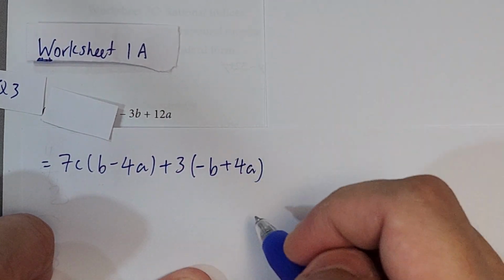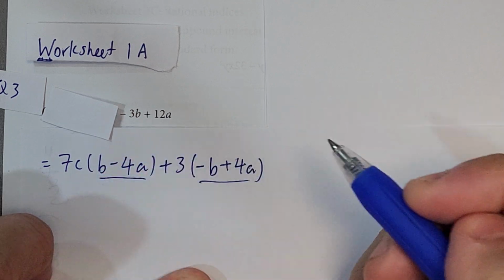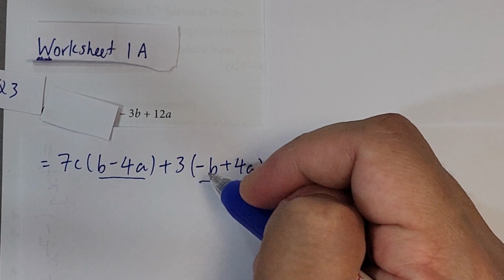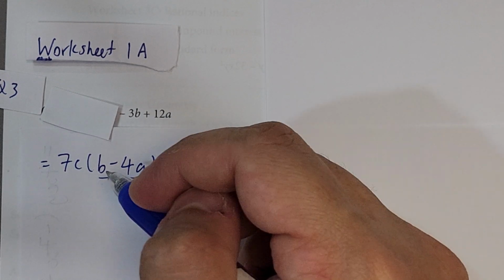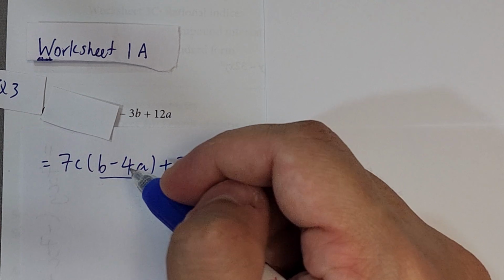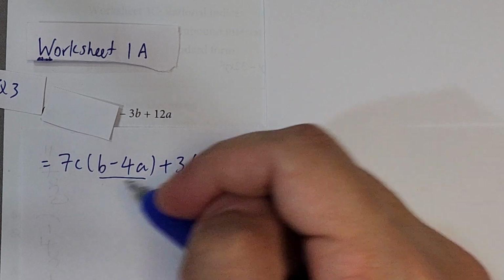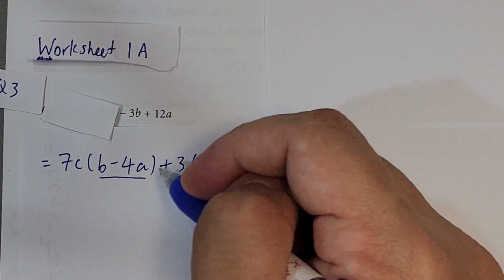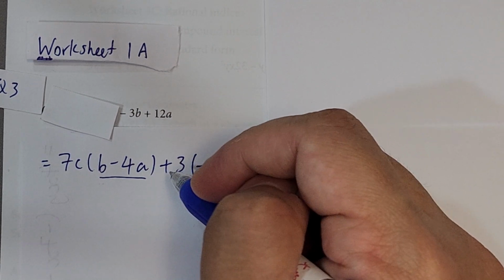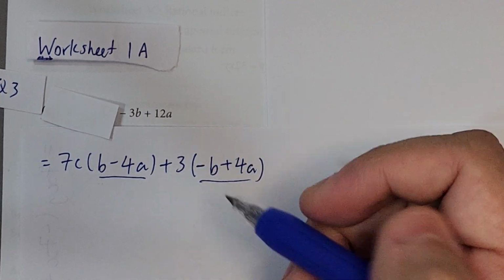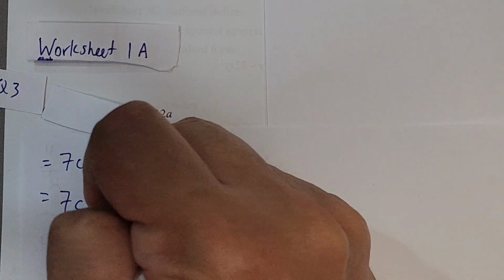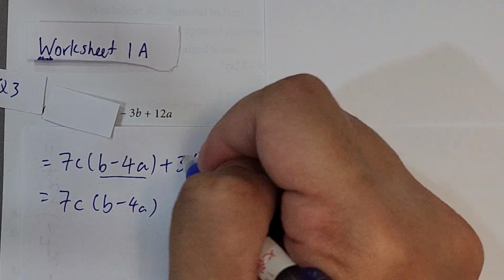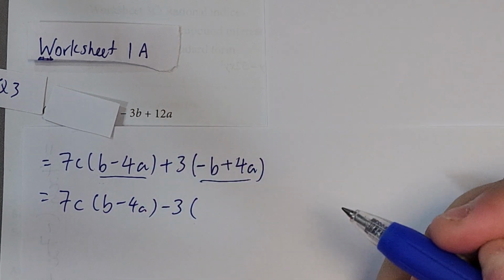Then I observe these 2 brackets. They have the same magnitude, but the sign is different. Like the B, one is positive, one is negative. The 4A, one is negative, the other is positive. So exactly opposite. Then what do I do? I flip this switch around. It's a shortcut. So this positive will become negative: 7C(B minus 4A). The first term has no change, so positive 3 will become a negative 3.